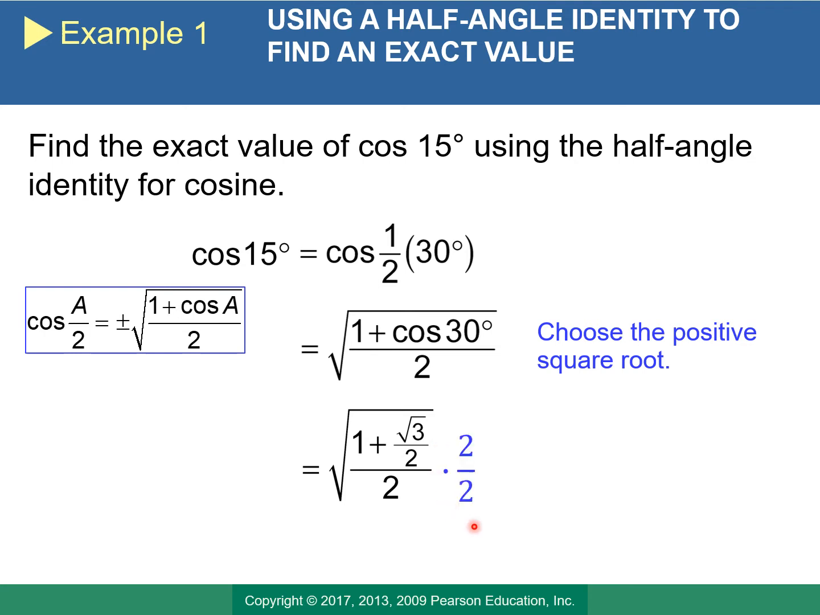So multiply top and bottom by 2. And then we end up getting on top square root 2 plus square root 3. Notice the square root 3 is actually inside the previous square root. And then all over 2.